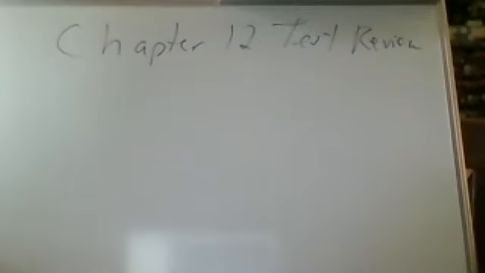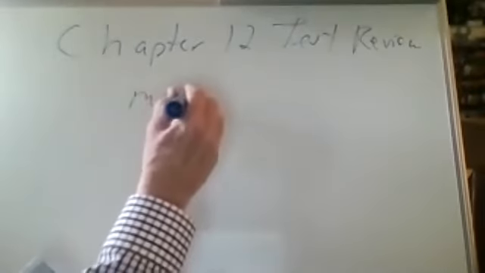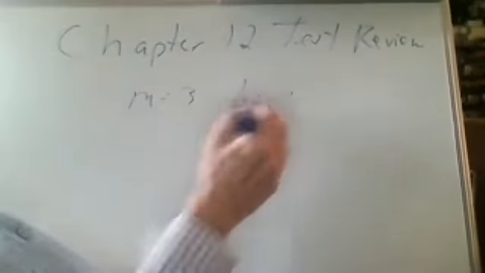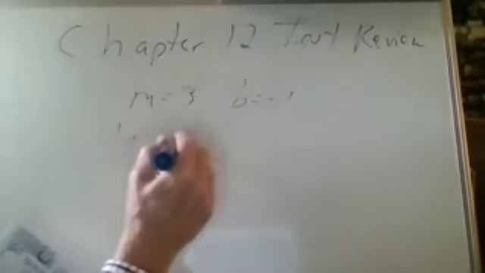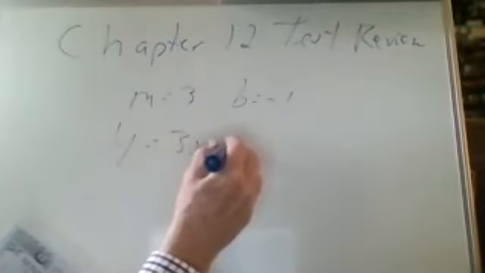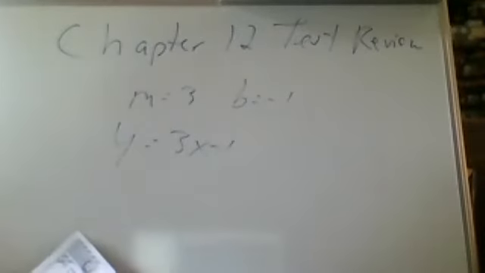Next question says, identify the equation whose graph has a slope of 3 and a y-intercept of -1. So you're looking for something that looks like y equals 3x minus 1, or can be changed to that. Again, some of the equations will not be in slope-intercept form. You need to change them to slope-intercept form to figure out what the correct answer is.